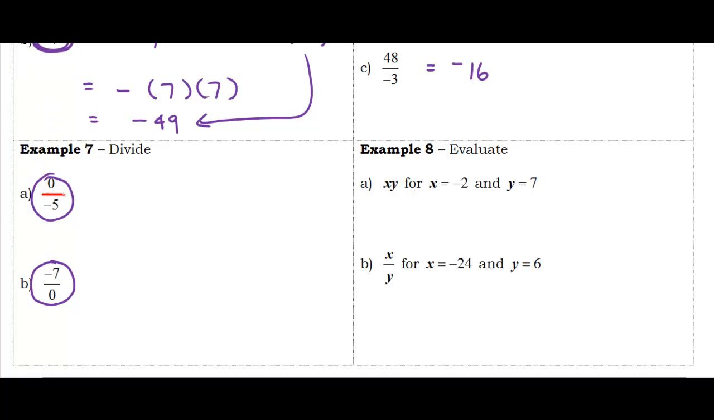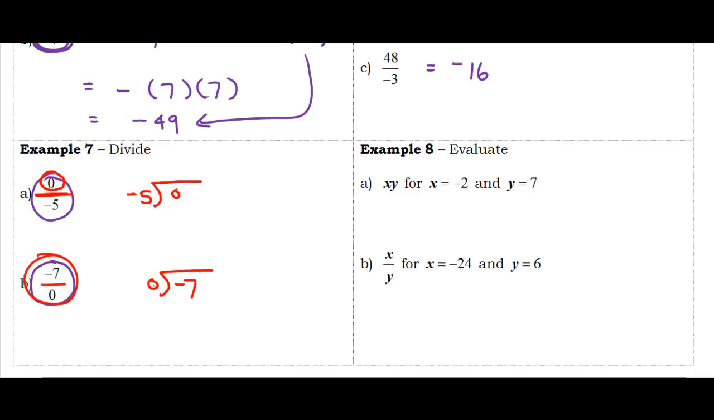What does this bar mean? Divide, right. And so we do division. And isn't this 0 divided by negative 5? Isn't this one negative 7 divided by 0? The divided by is on the bottom, right? It does the dividing. It's in the divisor position. Is everyone perfectly clear about this so far?